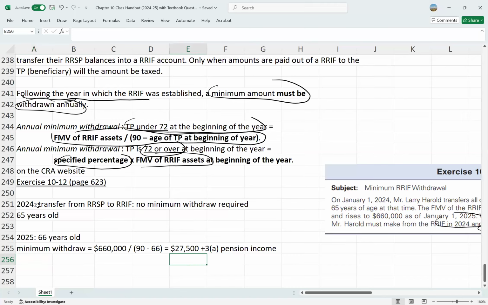Now, usually what happens is the bank or the company that is managing the RIF will pay this amount evenly over 12 months. So they'll probably take the 27,500 divided by 12, and it would be 2,292 per month. And there's no withholding tax on the minimum amount withdrawn.